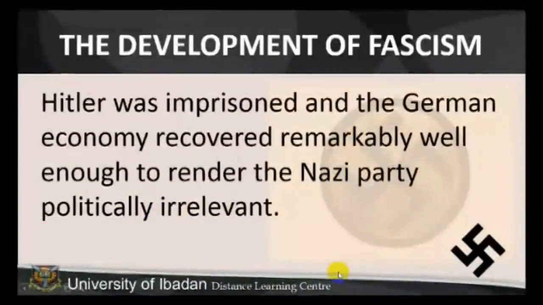irrelevant. But Germany's economic recovery suffered a setback in 1929 when a worldwide economic depression took place. The Nazi Party resumed its political activity and enjoyed increased support under Hitler, who had been released from prison. Eventually, Hitler was appointed Chancellor or Prime Minister of Germany in January 1933, and like Mussolini in Italy, he proceeded to become a political dictator.